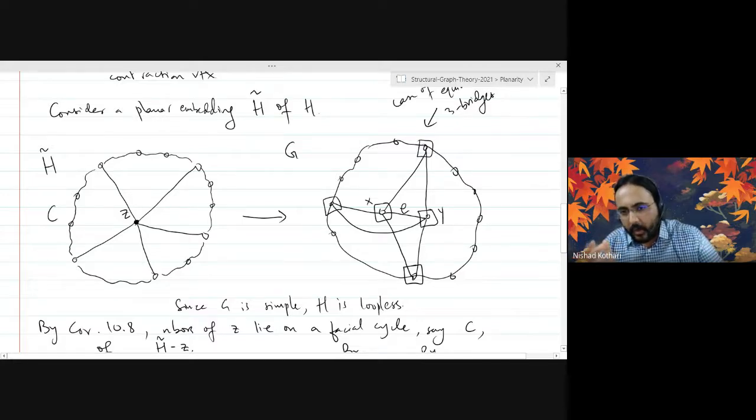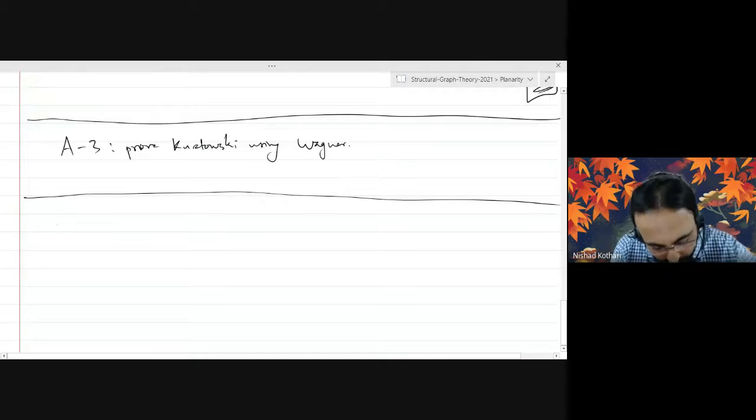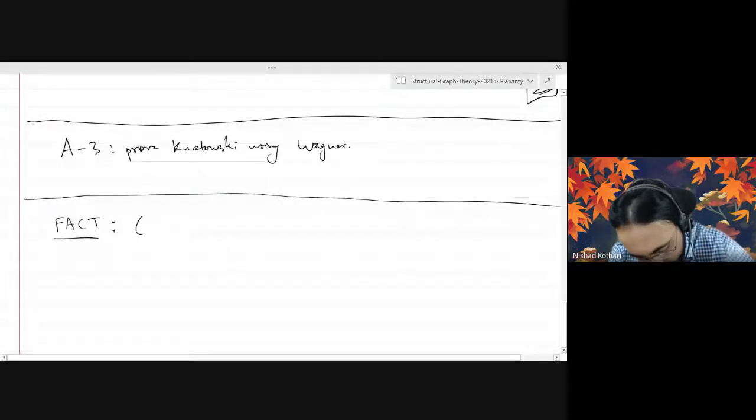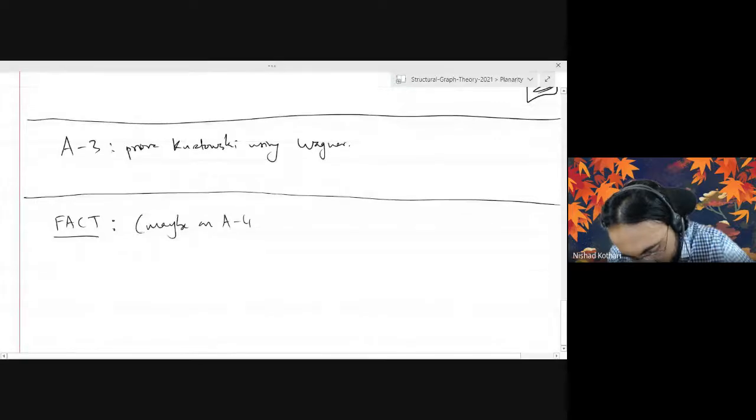One of the ways one can dig deeper into that is that actually K33 is more important for non-planarity than K5. And there is a way to explain this. For non-planar three connected graphs, you can actually show that there is always a subdivision of K33. This is a fact which is beyond the course. I might put it on assignment 4. I'm not sure yet.